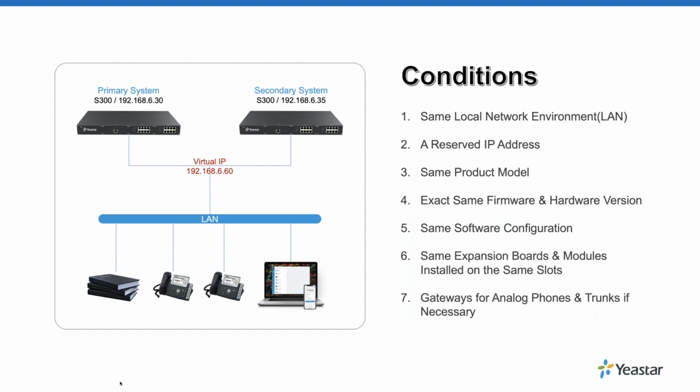Actually, we got a few conditions when you try to deploy 2 systems in your local area network for the high availability or redundancy. The first one, very important. Like I said, you have to make sure you got 2 same models, right? That's very important. Just like I said, you can't take an S300 with an S100 for the redundancy solution. It doesn't support that. You have to make sure 2 systems are the same model: S300 with S300, S100 with S100.